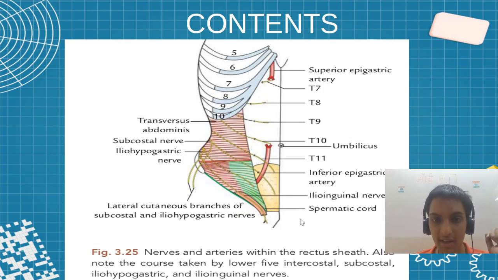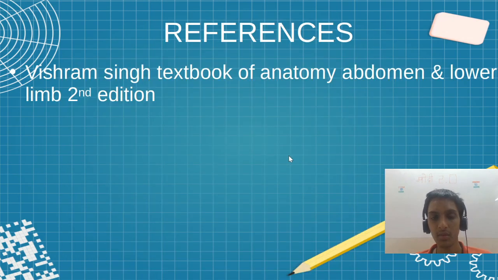This is the extraperitoneal fat. These are the contents of the rectus sheath. And also the umbilicus. This will also be there. So these are the references from where I took the pictures.